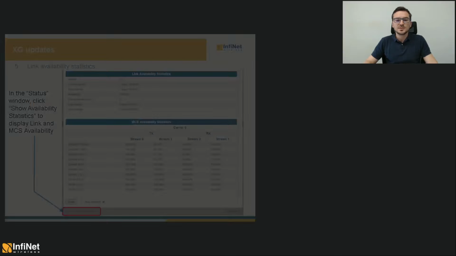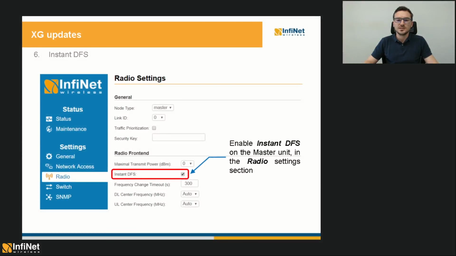And the last important update of the XG platform is the instant DFS functionality, which was also introduced in software version 1.7.0 for the 5 GHz XG devices. First, I must mention that the instant DFS can be enabled only on the master unit in the radio settings section, as you can see in this slide.